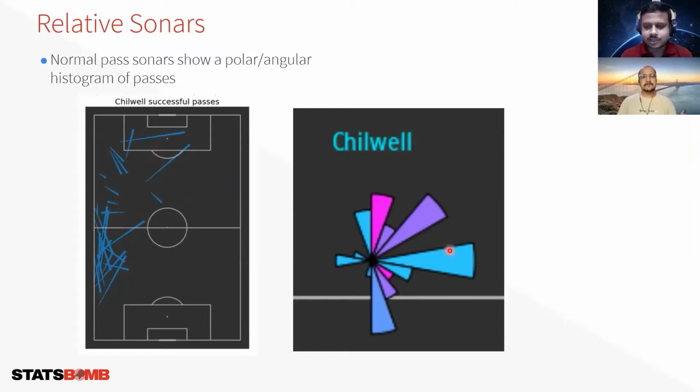This is succinctly shown in this passing sonar. The highest frequency of forward or backward diagonal passes is shown here, and then the longest passes, which are the sideways passes, are shown here. The color indicates the frequency of passing and the length indicates the median length of the passes in those directions.